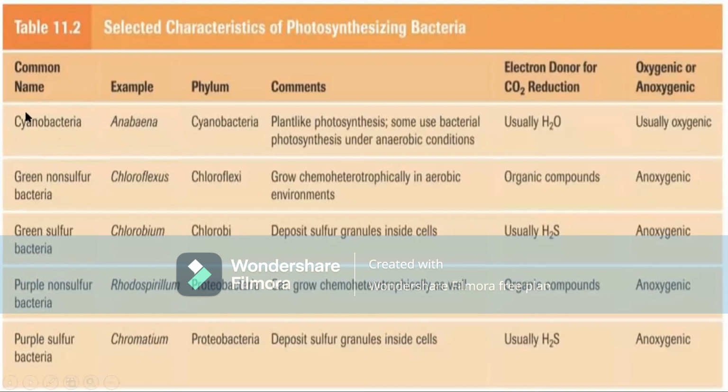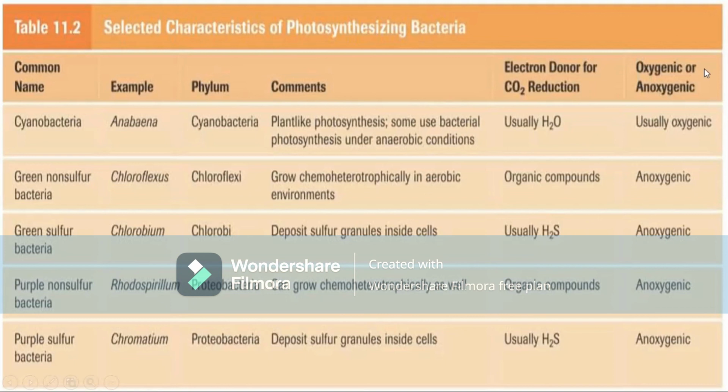Cyanobacteria are one of the main groups of these non-proteobacteria, which are also gram-negative, and an example is Anabaena. As you can see in this table, there are five different groups: cyanobacteria, green non-sulfur bacteria, green sulfur bacteria, purple non-sulfur bacteria, and purple sulfur bacteria. The names indicate the presence of different pigments and whether they use sulfur as an electron donor or not. This is how these groups are classified.